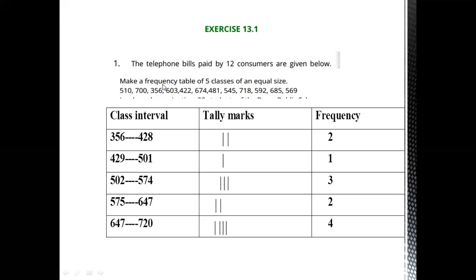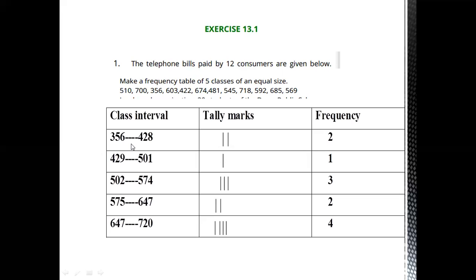So students, if you check, the smallest value is 356. So you will start the class interval. You know the frequency distribution table has 3 columns. One is the class interval, the second will be the tally mark and the third one will be the frequency. So for the class interval, you will start from the smallest value 356. They are saying to make a frequency table of 5 classes.